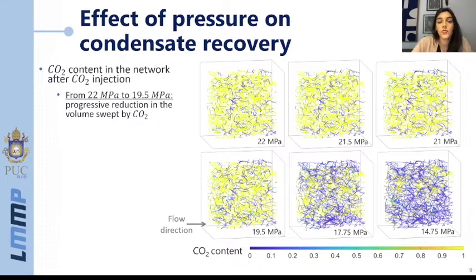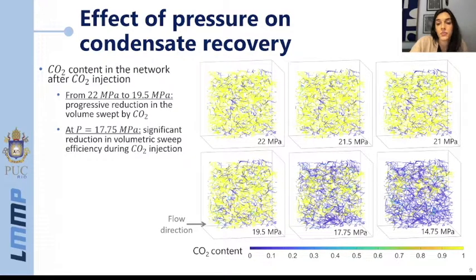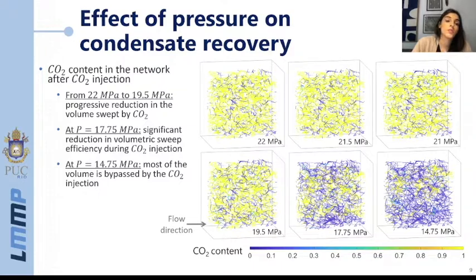So we can see that from 22 megapascal down to 19.5 megapascal, there's a progressive reduction in the volume swept by CO2. At 17.75 megapascal, there's a significant reduction in the volumetric sweep efficiency during CO2 injection. And at the lowest tested pressure, most of the volume is bypassed by the CO2 injection.